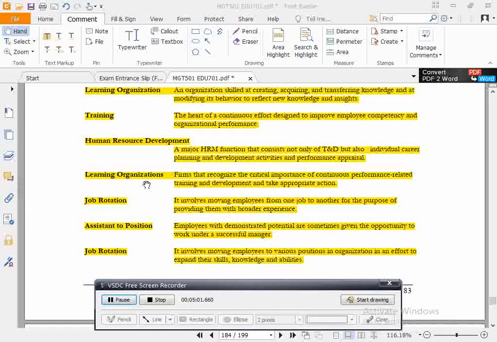Learning organizations are firms that recognize the critical importance of continuous performance-related training and development and take appropriate action. Job rotation involves moving employees from one job to another for the purpose of providing them with broader experience.